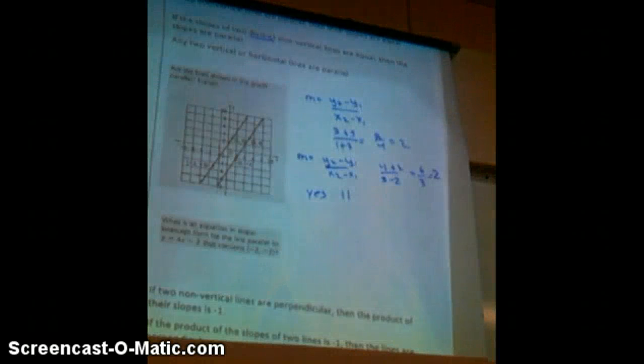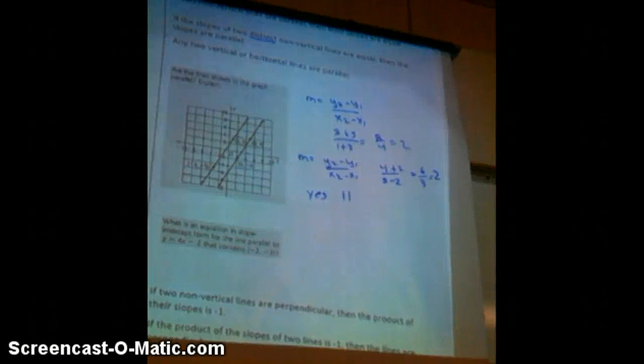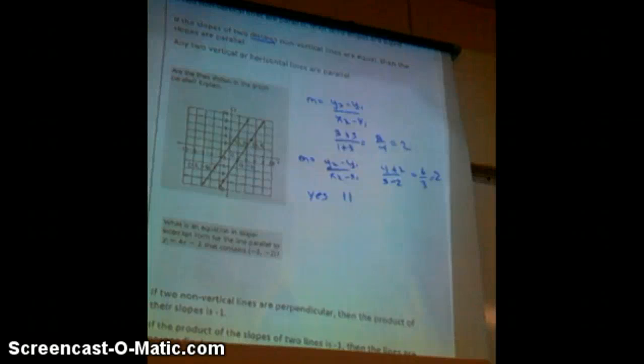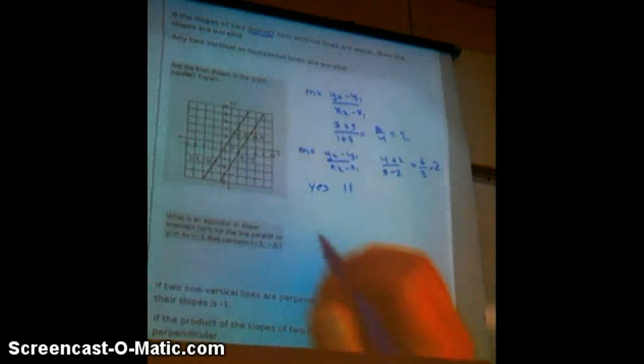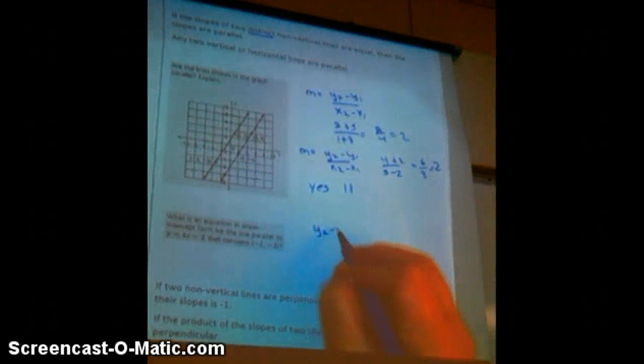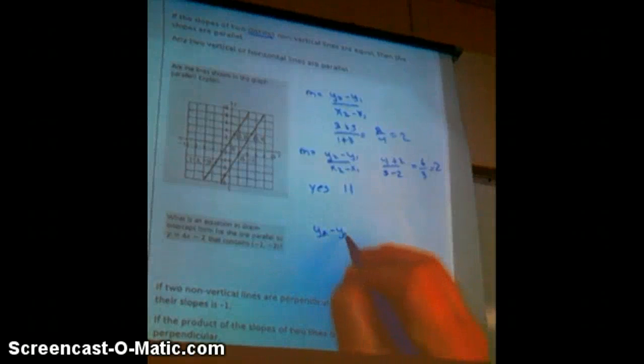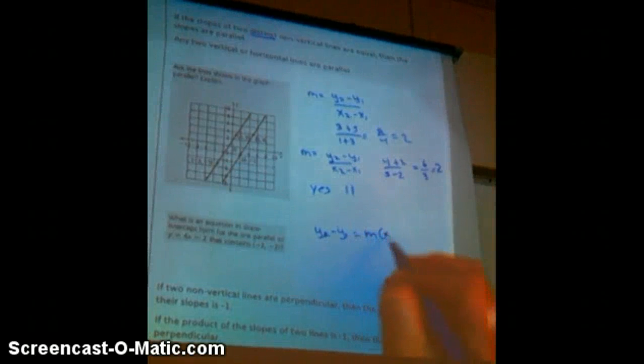Okay. Next thing you need to remember is how to write an equation in slope-intercept form for the line parallel to y equals 4x minus 2 that contains that point. If we remember, you can use point-slope form: y minus y1 is equal to m times x minus x1.